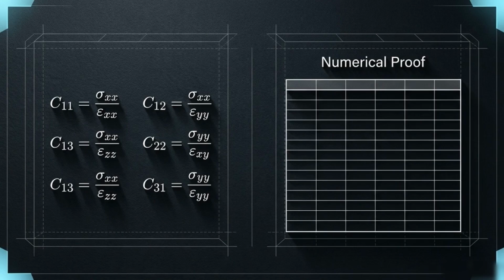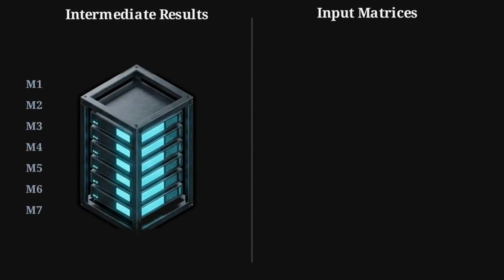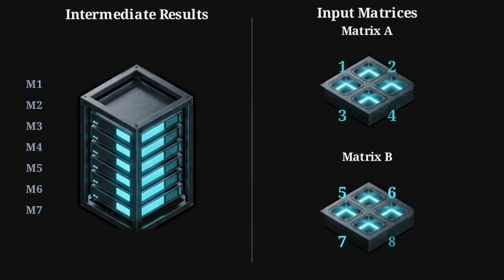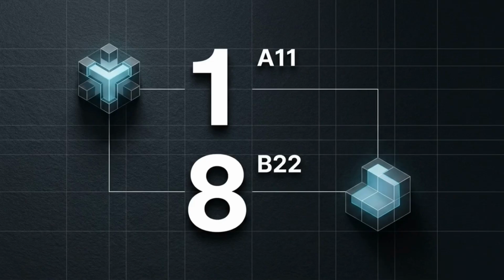A theoretical framework is only valuable if it perfectly maps to raw data. We need to run a numerical proof to verify equivalence. Let's input a 2x2 dataset. Matrix A contains 1, 2, 3, and 4. Matrix B contains 5, 6, 7, and 8. We map these numbers to their spatial variables. The top left of matrix A, A11, is 1. The bottom right of matrix B, B22, is 8.